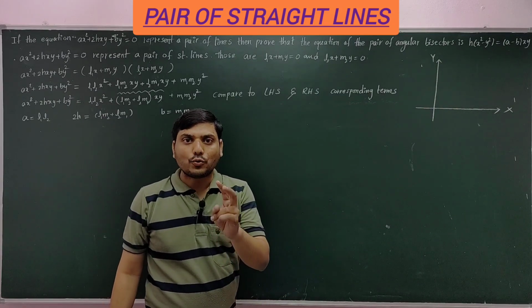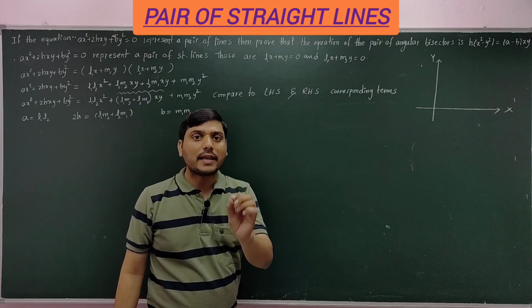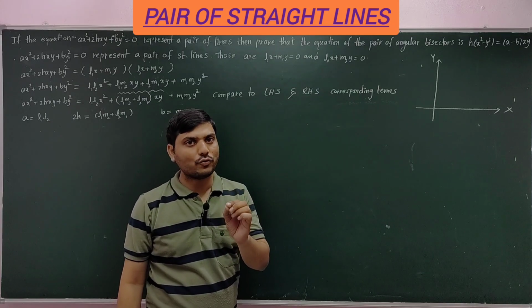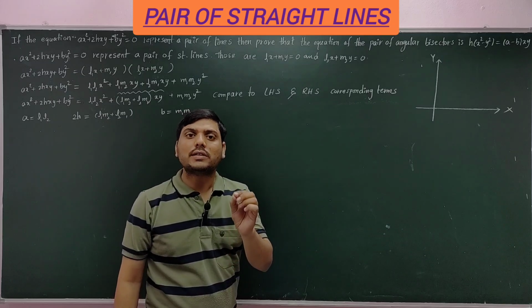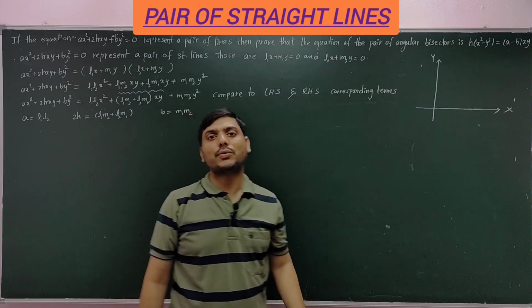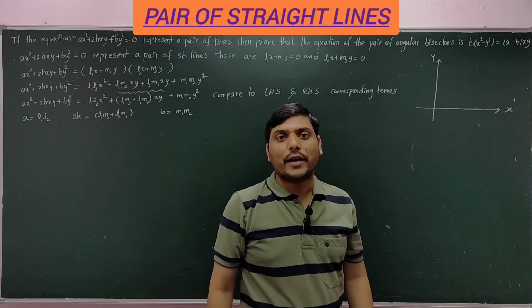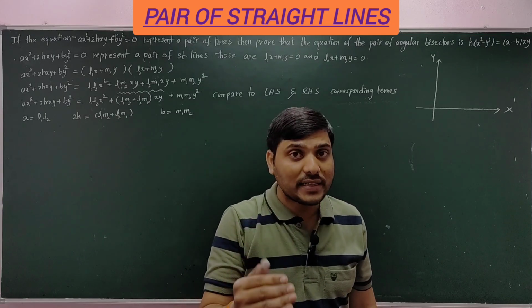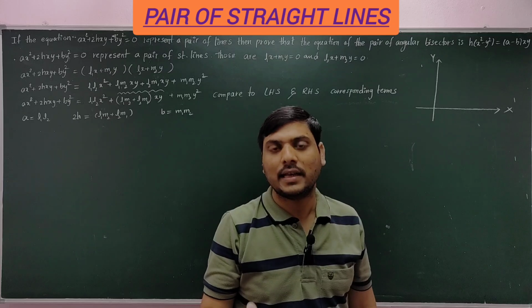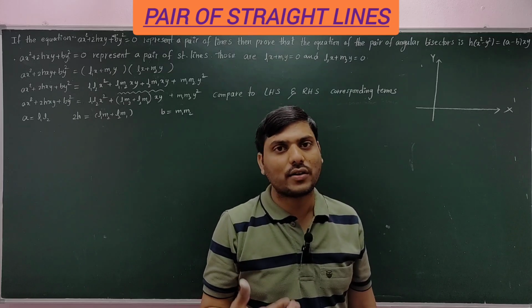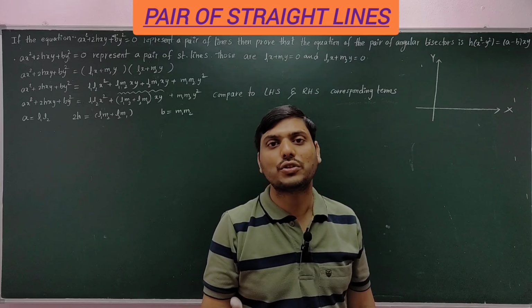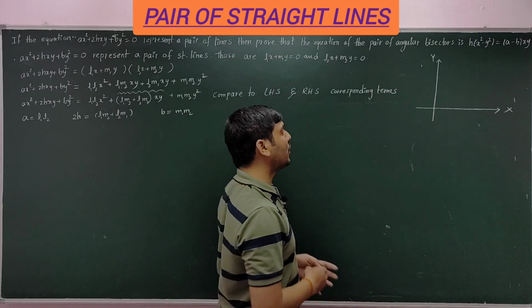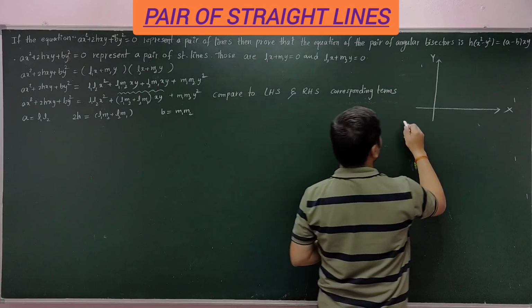I am taking two straight lines: L1x plus M1y equal to 0, and L2x plus M2y equal to 0. Those straight lines are passing through the origin. Why are those lines passing through the origin? Because the straight lines do not have a constant. Straight lines that do not have constants pass through the origin. So I am taking those straight lines like this.